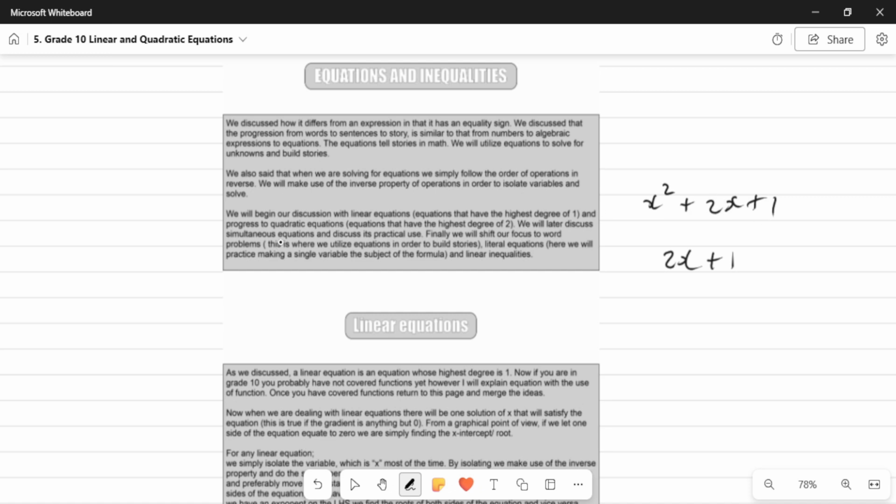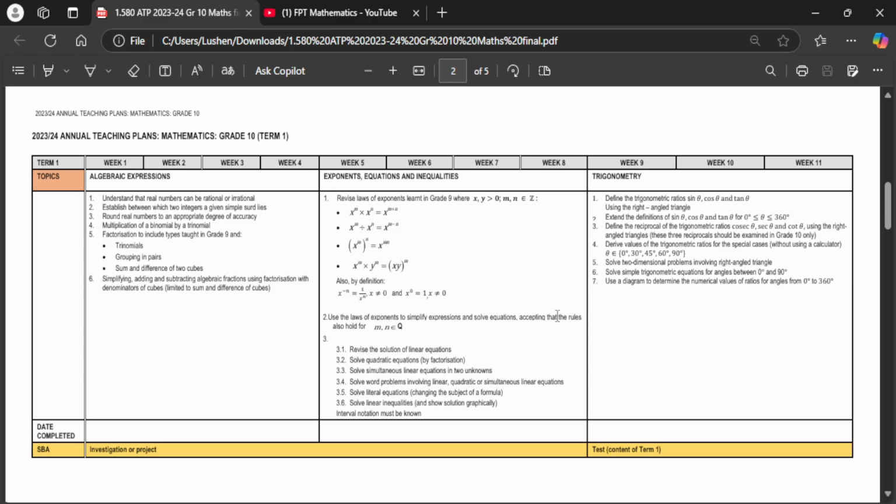We will later discuss simultaneous equations and discuss their practical use. Finally, we'll shift our focus to word problems, literal equations, and linear inequalities. So that's basically what we have here. This is our course of action for the next 4 weeks, which is the exponents part, which I've discussed extensively. Then we're doing this too now, linear equations and quadratic equations. Then we'll move on to simultaneous equations, word problems, literal equations, and linear inequalities.